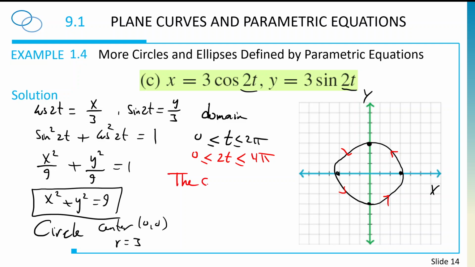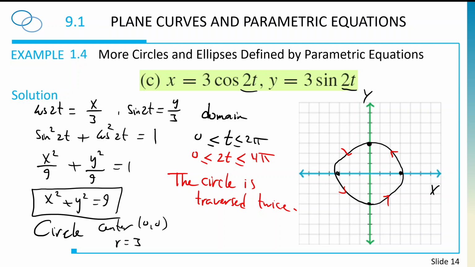So we had the circle 2 times. If it's 3t, that means we traverse the circle 3 times.